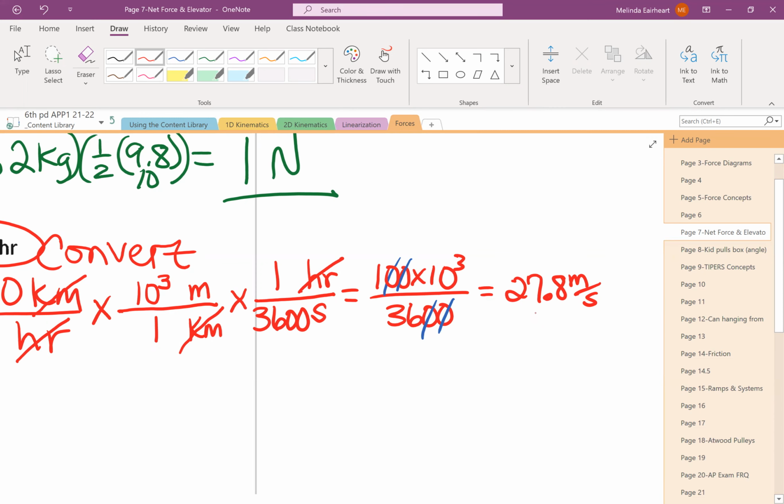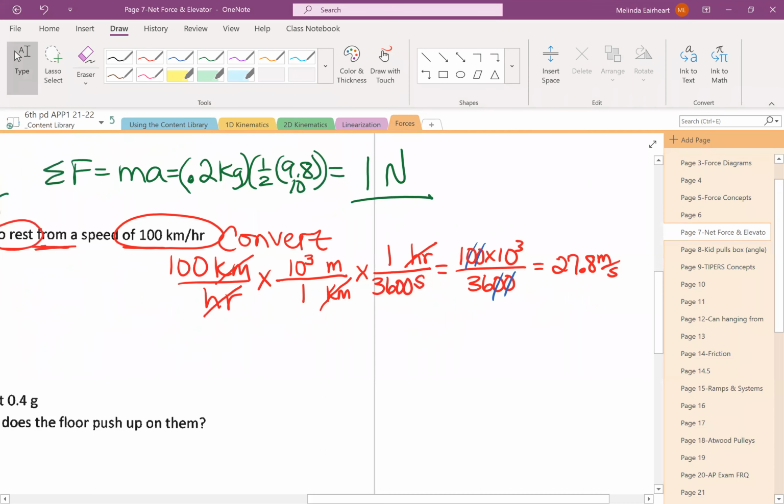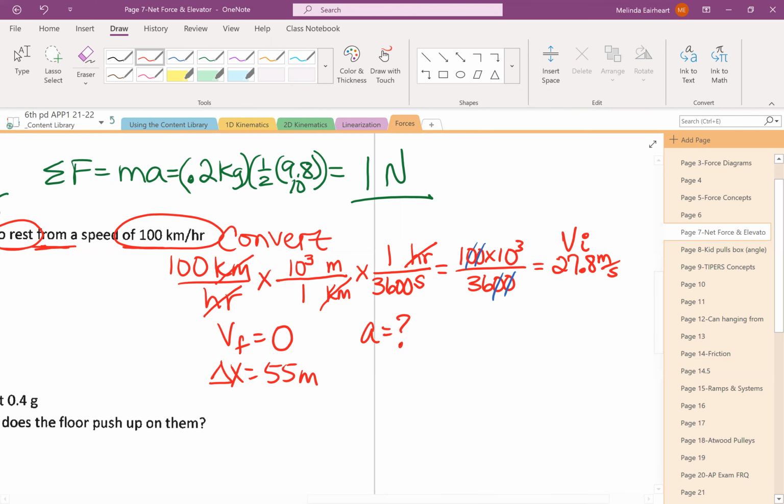All right, so what was this? It said from this speed. So this is our initial velocity, and we're going to a final velocity of rest. And they told us the distance or displacement was 55 meters. We said we're going to use kinematics to solve for acceleration. So look at our formula chart, or maybe you have them by heart now. Which equation are we going to use to find acceleration? 1, 2, or 3?